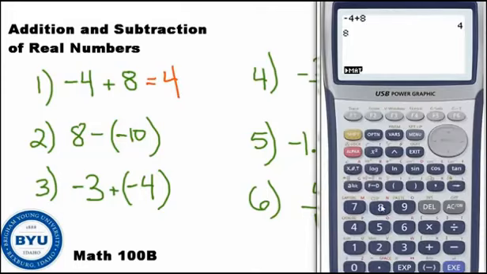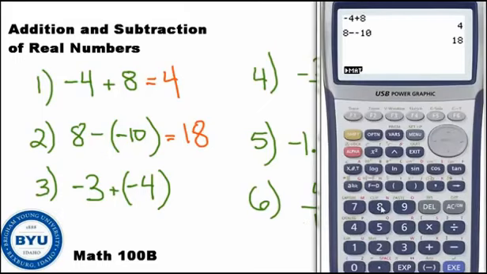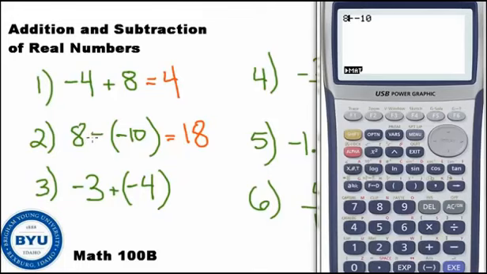On the next one, it would be 8 minus a negative 10. You get 18. Again, here's an example of where you could go wrong. If you typed in 8 and used a minus instead of a negative, look what's going to happen. The calculator is going to say error. Sometimes it'll give you an answer and it will be wrong. So don't mix up the negatives and the subtractions. The correct way to type that in would be 8 minus a negative 10.